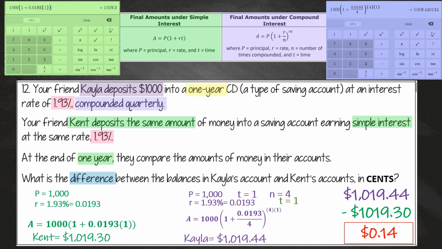14-cent difference. All right, that's your Module 8 study guide. Good luck on your test tomorrow.